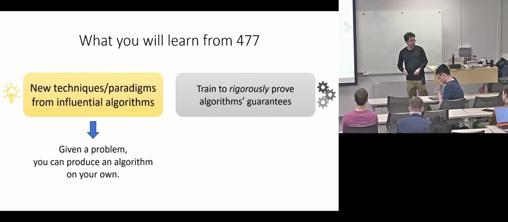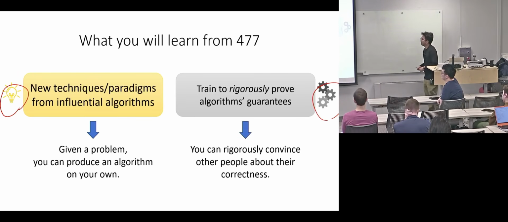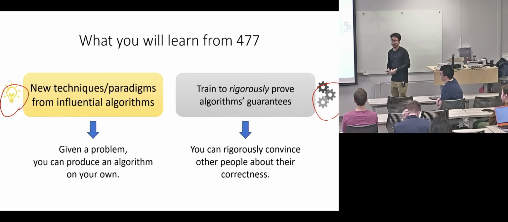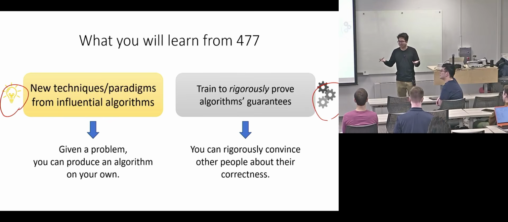This one is more intuition. This one is more mechanical. And the hope is that you can rigorously convince other people about some algorithm that you came up with. You need to be able to come up with it and convince other people that they are good.